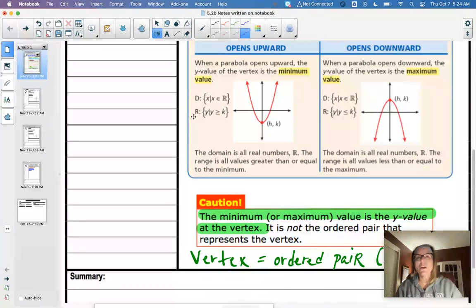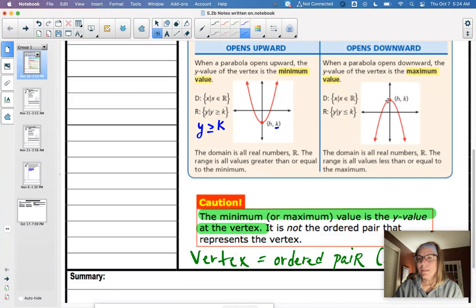So when a parabola opens upward, the y value of the vertex is the minimum value. Makes sense because here's the vertex right here. It's the lowest point. Again, the domain is all real numbers, but the range is going to be y is greater than or equal to this k value because the branches are going up.